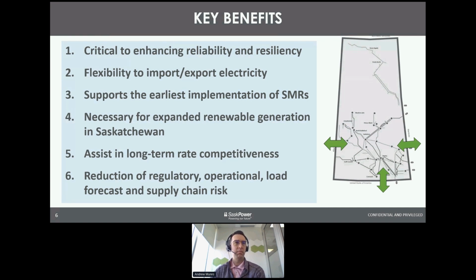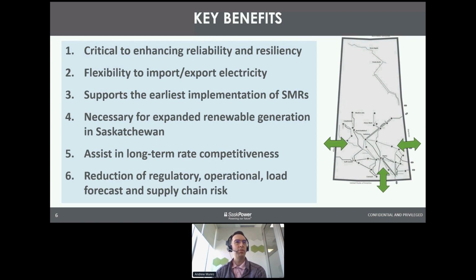And again, that's the fifth point here: it'll assist in long-term rate competitiveness, because if we have larger access to markets in other jurisdictions, when the prices are low there, we can buy it and bring it in, and when prices are high, we can sell it and make a profit. So where some markets have some volatility, having more access to those markets will allow SaskPower to maximize our production and maximize the revenue or savings that we can create for the province as well.